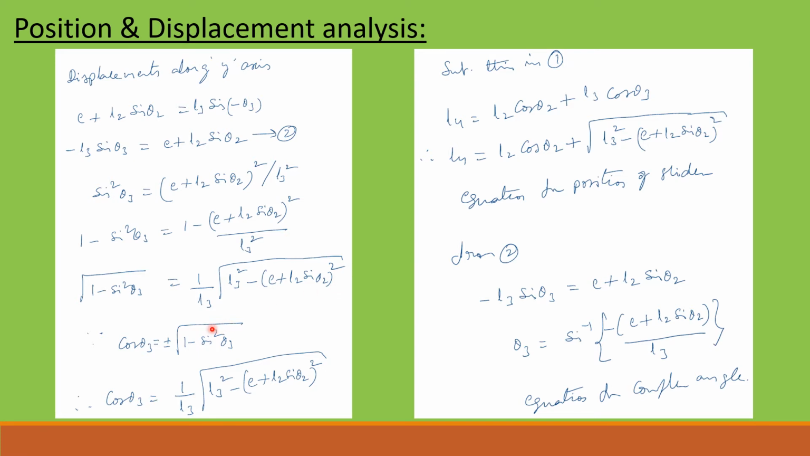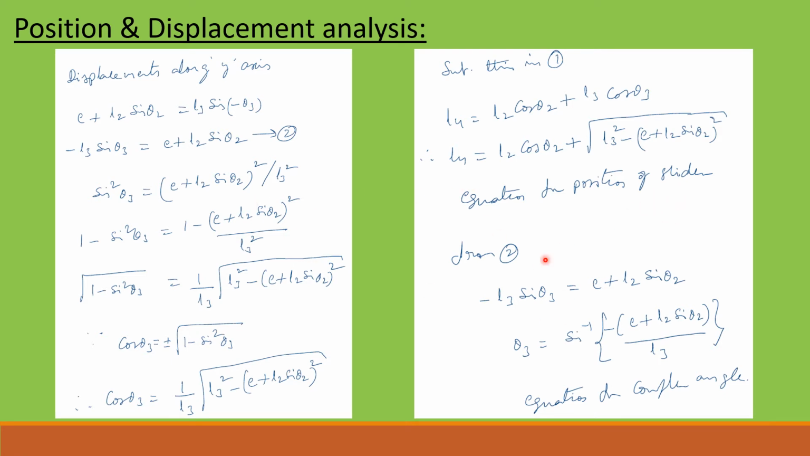So from trigonometry we know that cos theta equal to plus minus square root of 1 minus sin square theta. So using that equation for acute angles we get cos theta 3 equal to 1 by L3 square root of L3 square minus (e plus L2 sin theta 2) square. So substituting this in equation 1 we get L4 equal to L2 cos theta 2 plus square root of L3 square minus (e plus L2 sin theta 2) square. So this is the equation for slider position.